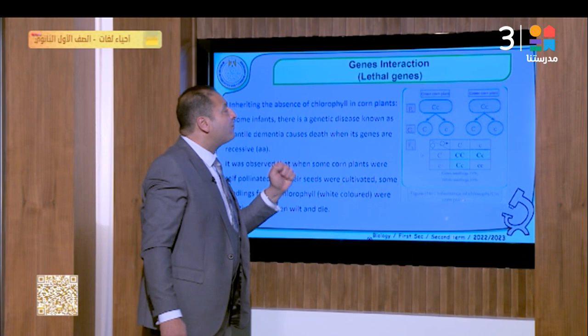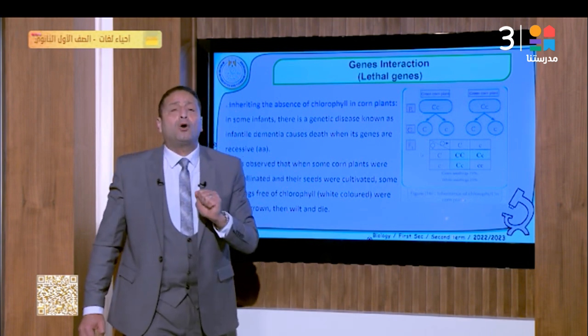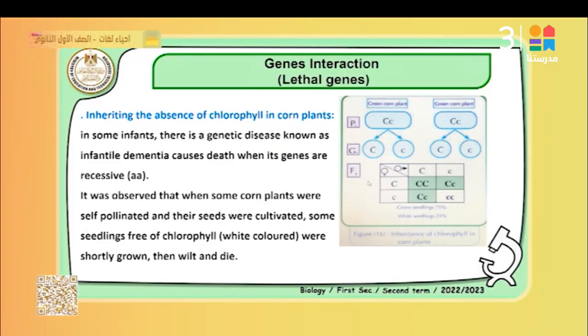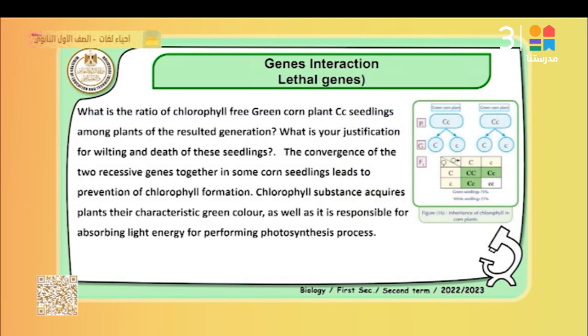Another example of a recessive lethal gene is called infantile dementia, which is found in human beings. In some infants, there is a genetic disease known as infantile dementia. It causes death when its genes are recessive, small. Okay, that's another type of recessive lethal gene.